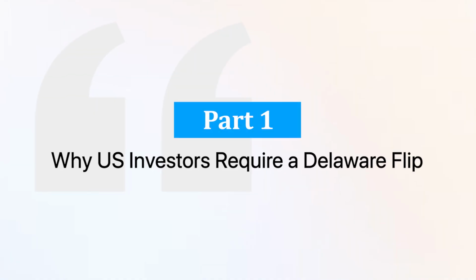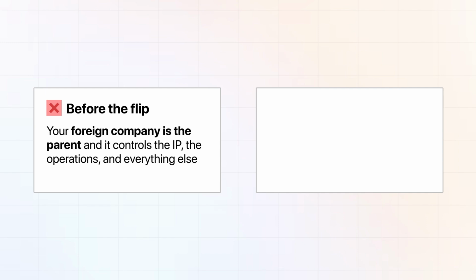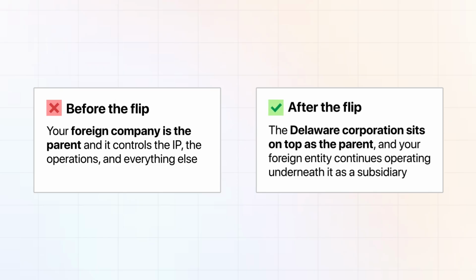Why US investors require a Delaware flip? So a Delaware flip is a legal restructuring that reorganizes how your company is set up. Before the flip, your foreign company is the parent and it controls the IP, the operations, and everything else. After the flip, the Delaware corporation sits on top as the parent and your foreign entity continues operating underneath it as a subsidiary. That reversal is the whole point.